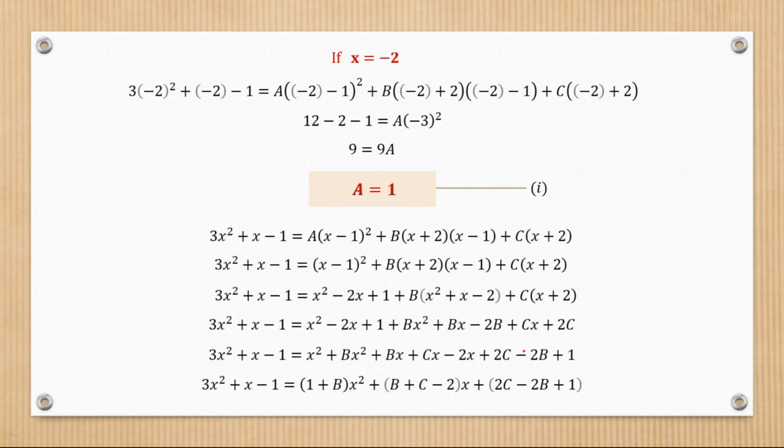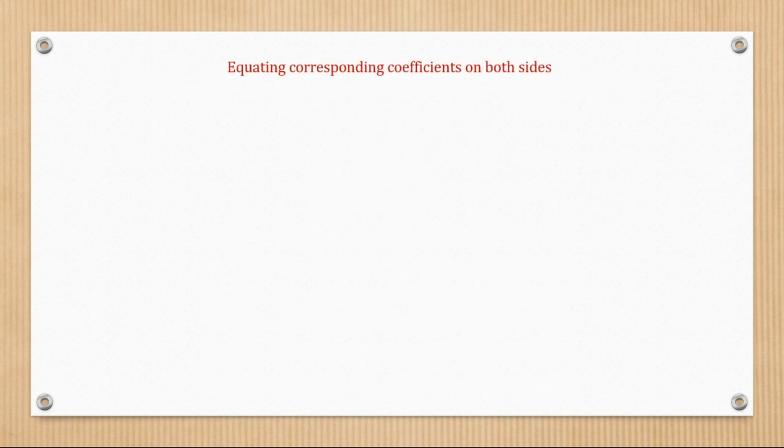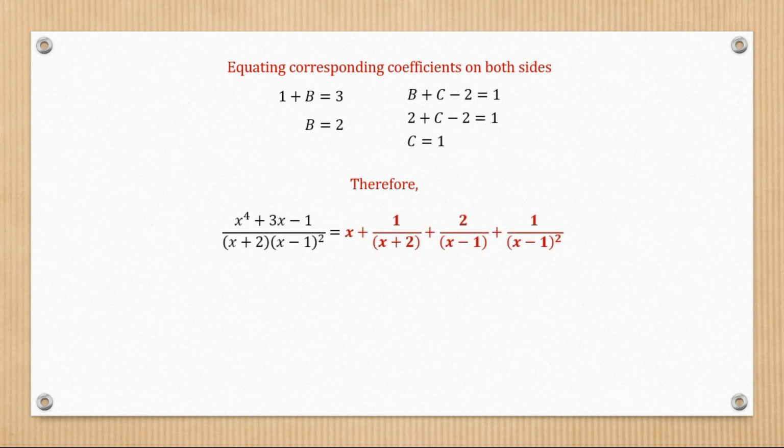Now that they are grouped, I can compare the corresponding coefficients on both sides. So C plus B is equal to 3, and B shall be equal to 2. Then we have B plus C minus 2B being equal to 1, and since B is equal to 2, C shall be equal to 1. Therefore, our fraction is equal to x + 1 over x + 2, plus 2 over x − 1, plus 1 over (x − 1) squared, and that's our answer.